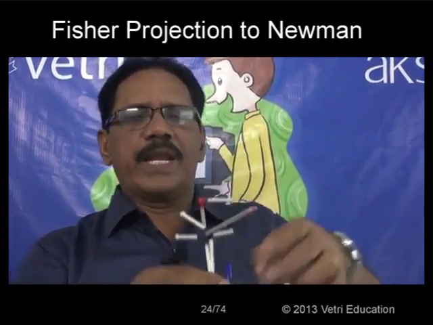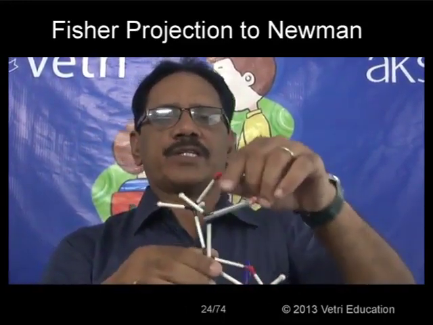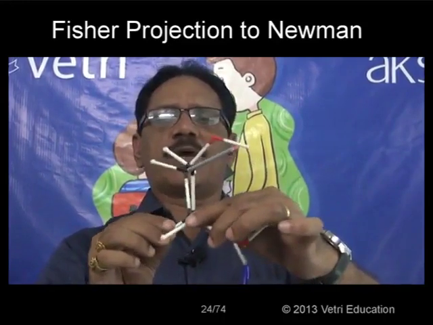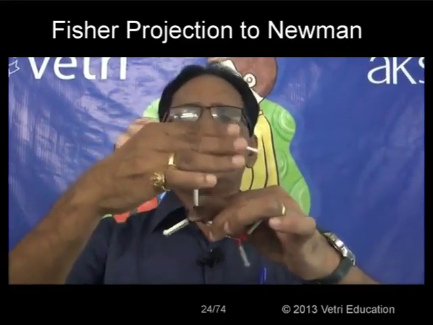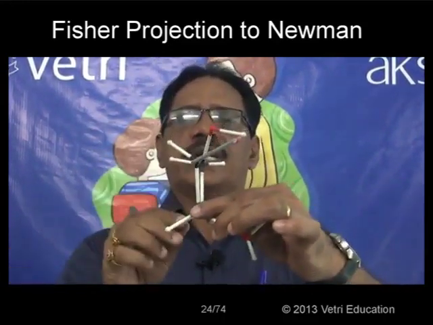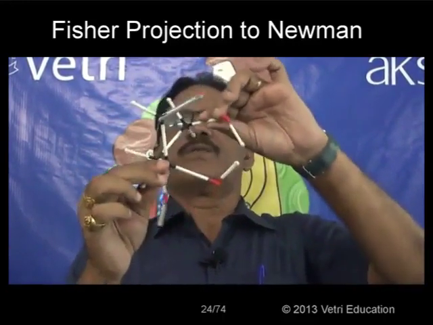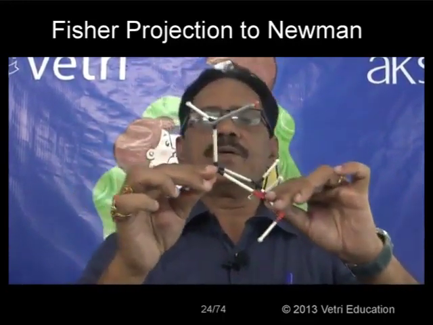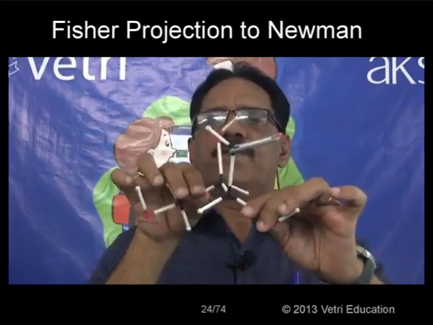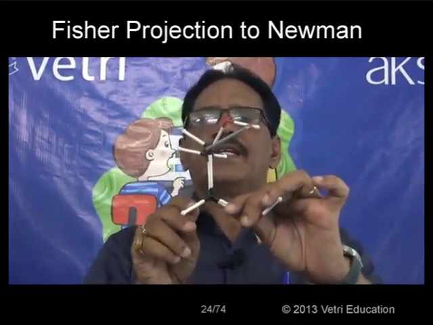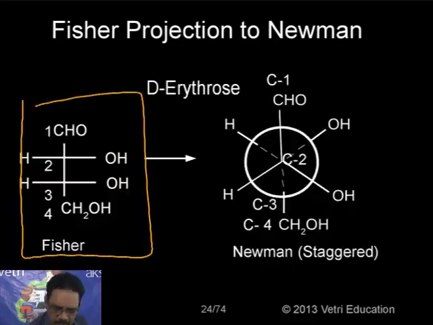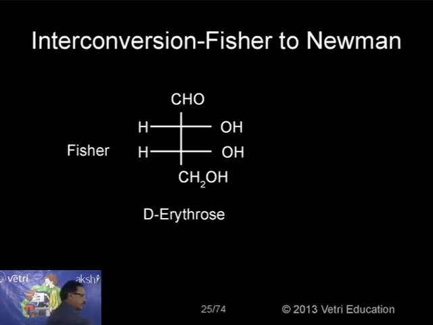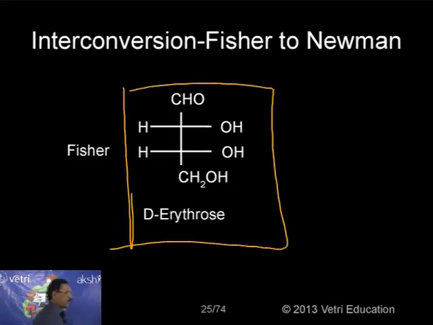By keeping it like this, this is the Newman projection, and then the backside I can rotate clockwise. The CHO and CH2OH are facing each other. I am rotating now. This is 1, 2, 3, 4, 5 and 6 order. So there are 6 possibilities. Now I can show you on the board so you can understand. Just see here, this is D-erythrose. Just now I have shown you the Fischer projection model.